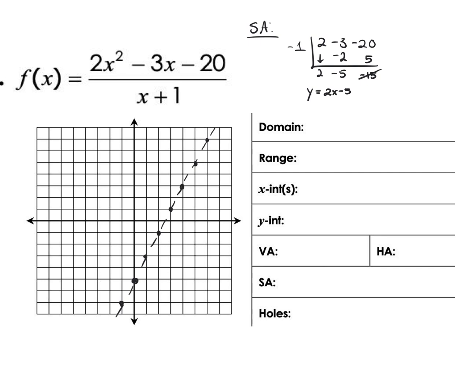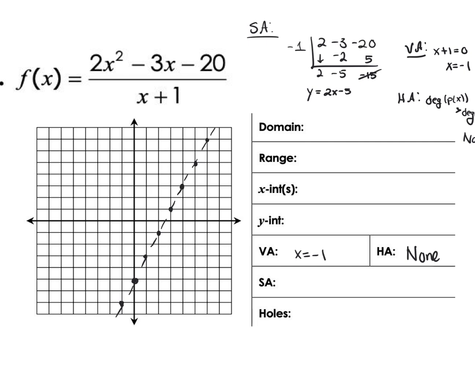So then our vertical asymptote, we have x plus 1 equals 0, so x equals negative 1. For the horizontal asymptote, the degree of p of x is greater than the degree of q of x. So we have none. We have no horizontal asymptote.